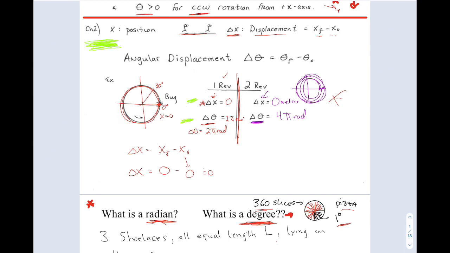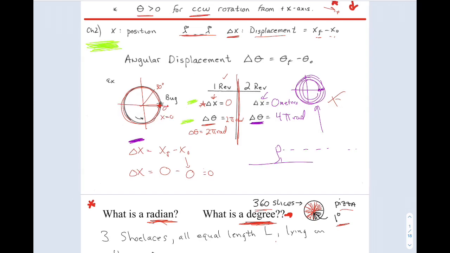So that's the big difference between the displacement delta x, and, let's say you're on the road, as you go down the road, your displacement gets bigger and bigger until you can't see the person anymore. Here, if it's going around a circle, your angular displacement just keeps accumulating quantities of 2 pi.